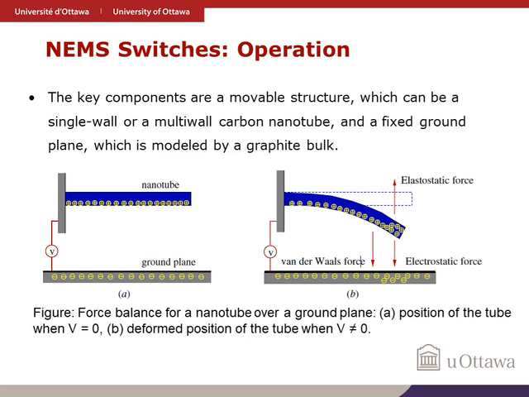For the operation of the NEMS switches, the key components are a movable structure, which can be a single wall or a multi-wall carbon nanotube, and a fixed ground plane, which is modeled by a graphite bulk. As you can see in figure A, this is the position of the tube when the potential is zero. And when the potential is greater than zero, that is, when the van der Waals forces and the electrostatic force have been applied, the nanotube is almost forming the contact with the ground.